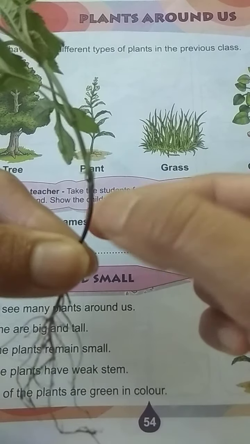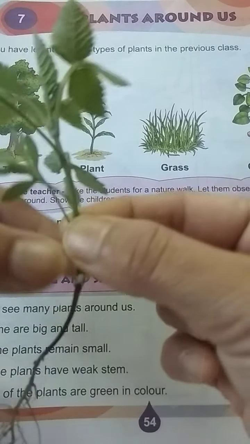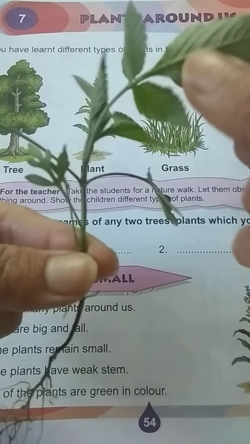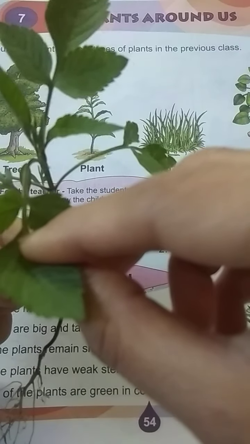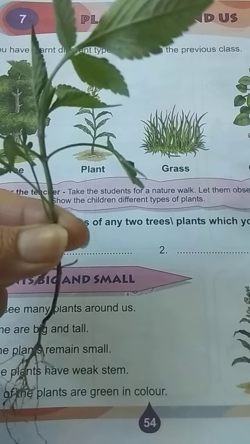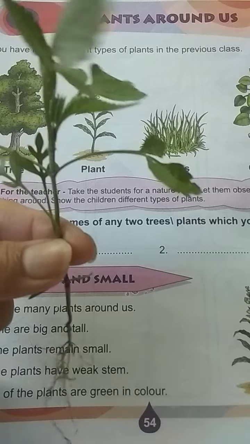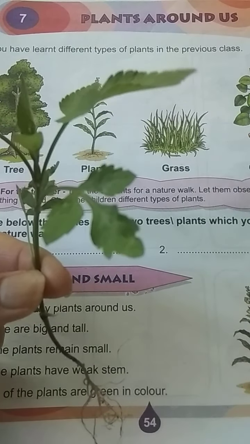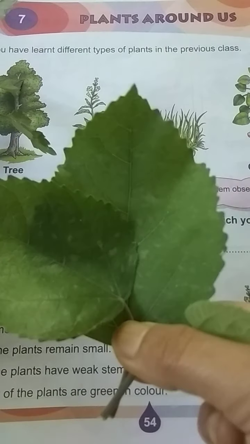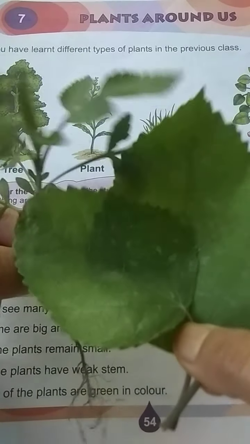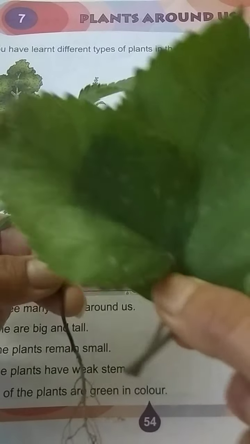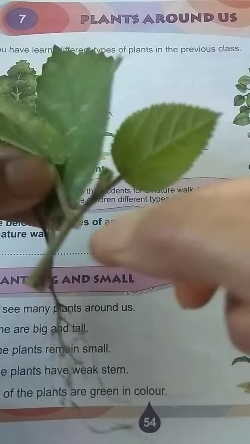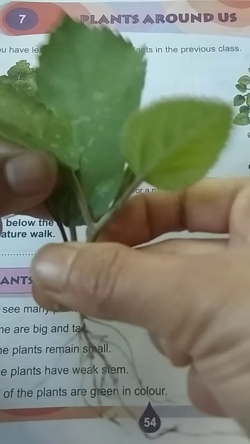Above the ground we have the stem, and on the stem we have our leaves. The leaves can be of different sizes. See, in this we have a small leaf. I have brought another leaf. It's such big in size. So there are different types of leaves which are found on the plants. Again, over here also the leaf is attached to a stem.